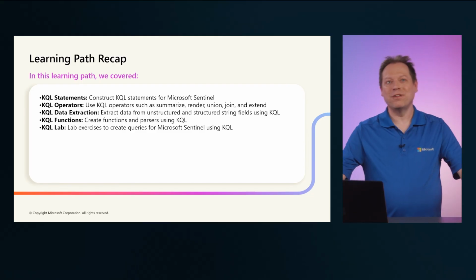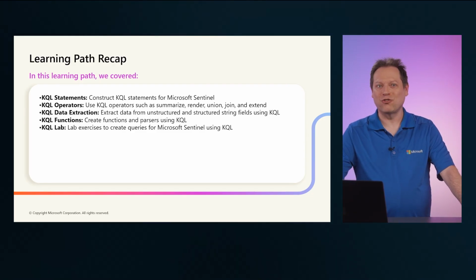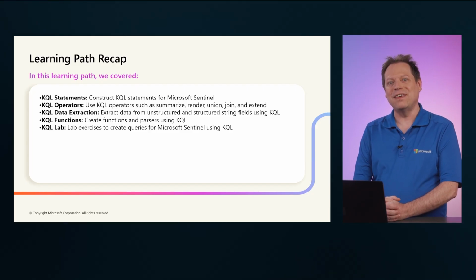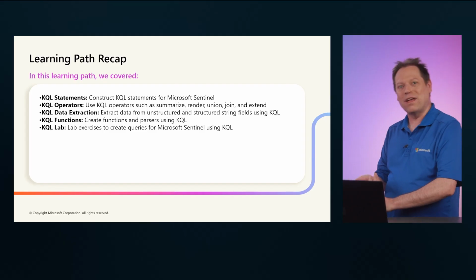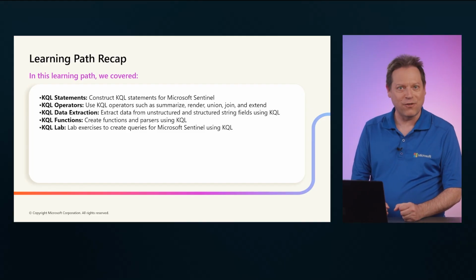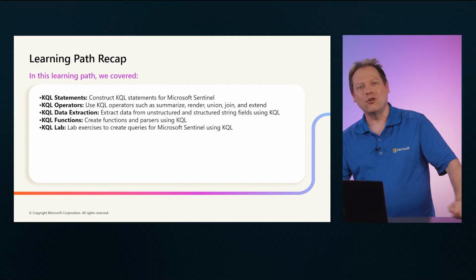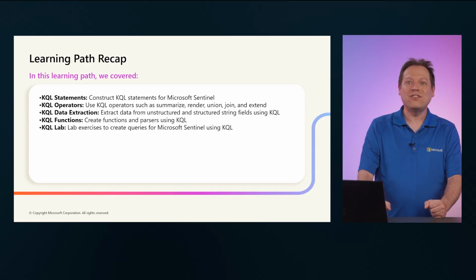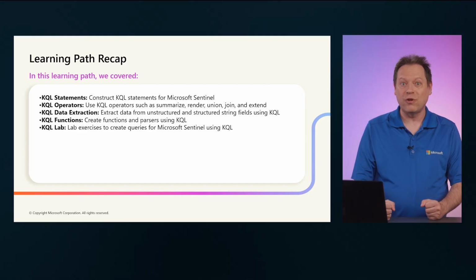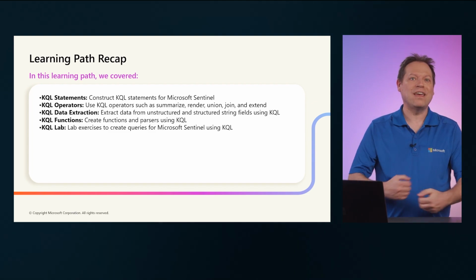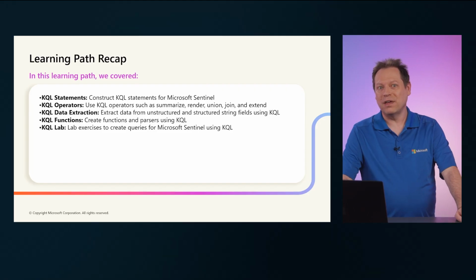Let's recap what you've accomplished in this learning path. You've learned how to construct KQL statements from Microsoft Sentinel, building queries that follow the data flow model. You practiced key KQL operators like summarize, render, union, join, and extend to filter, shape, analyze, and visualize your results. You also learned how to extract data from unstructured and structured text fields, which is critical for working with real-world security telemetry. And finally, you saw how to create functions and parsers using KQL so your best queries can be reused.